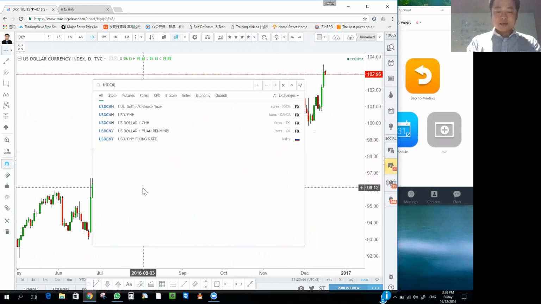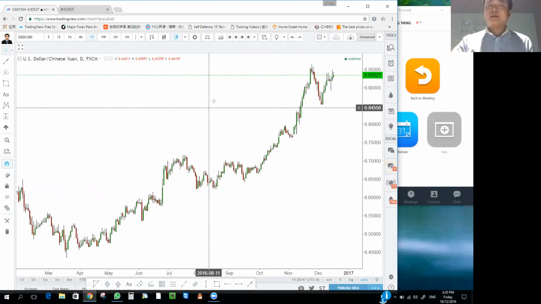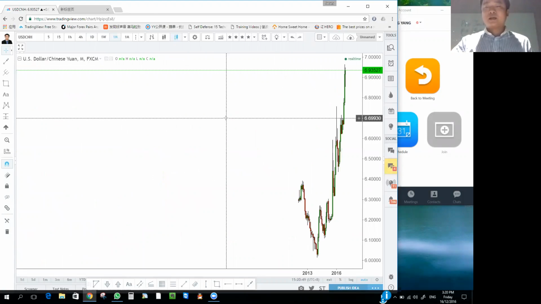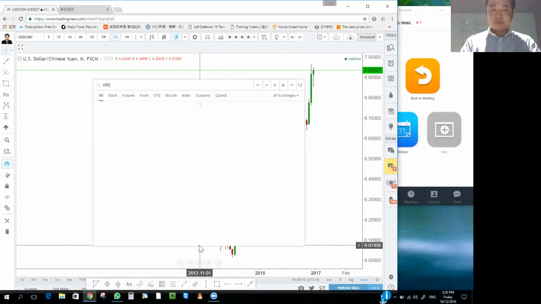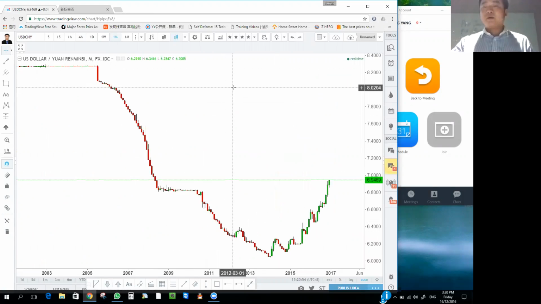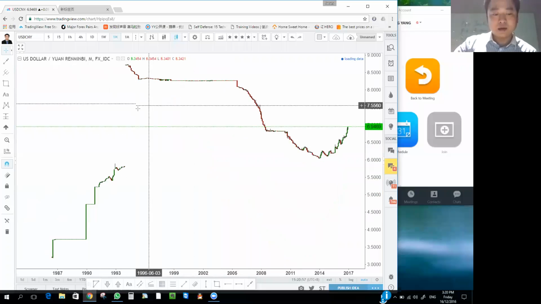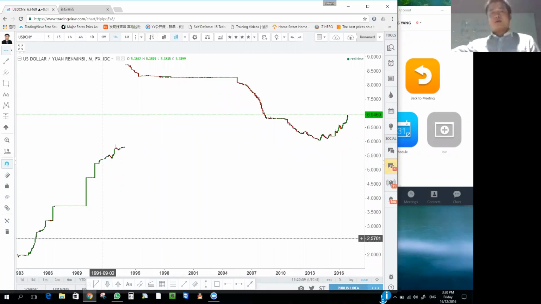It's USD CNH, okay, the China. Look at the monthly chart. China yen, renminbi, okay. You can see here very long time ago, the renminbi versus dollar is like 1:9 or 1:8. All right, at that stage China is in the faster expansion stage, because China manufactures a lot of goods, sells to overseas, and earns the US dollar.